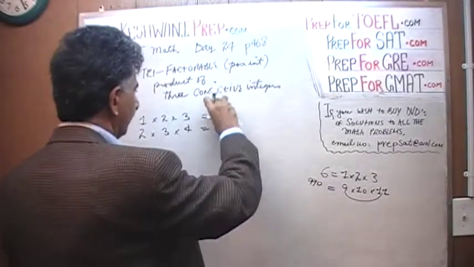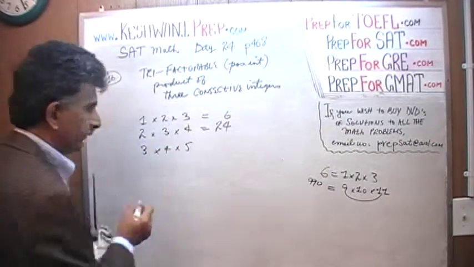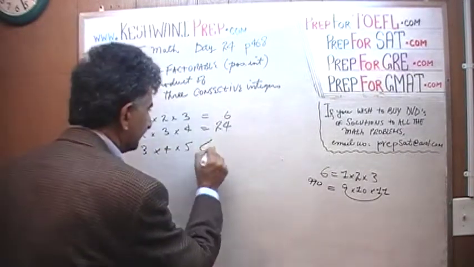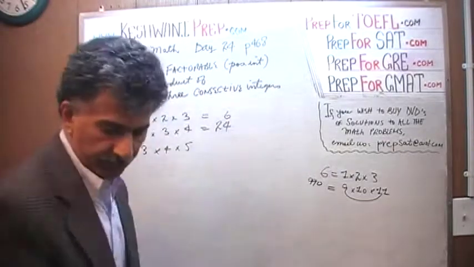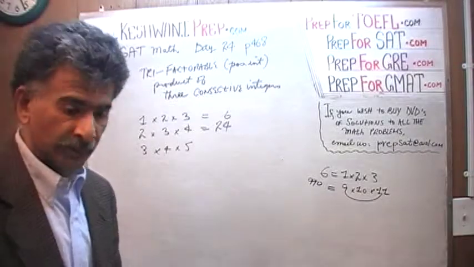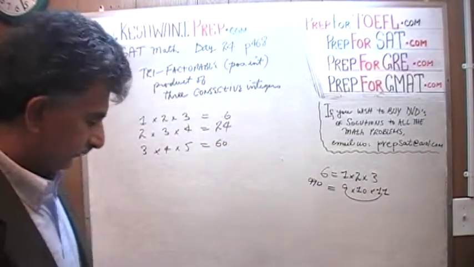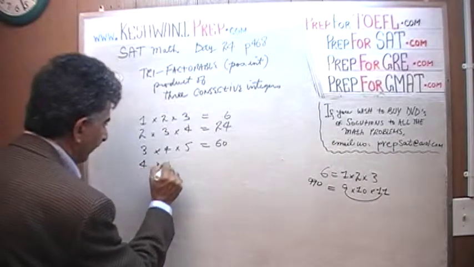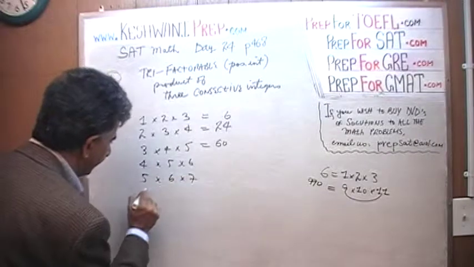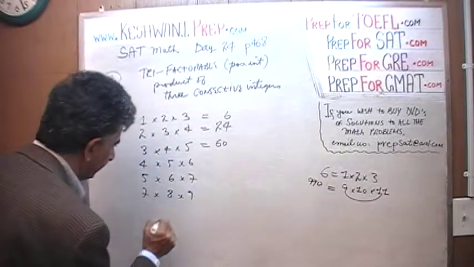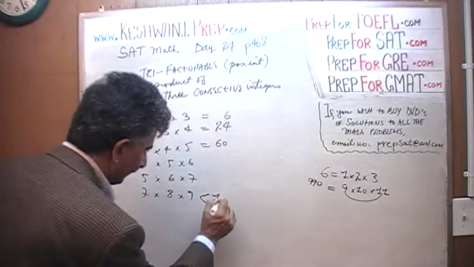I need to move this 6 to the unit digit. Similarly, 3 times 4 times 5 again would be less than 1,000. If you insist, I'll write down what it actually is, but we don't actually have to write down the exact product. All we have to realize is that it is going to be less than 1,000. Similarly, 4 times 5 times 6, 5 times 6 times 7, 7 times 8 times 9. They are all less than 1,000.